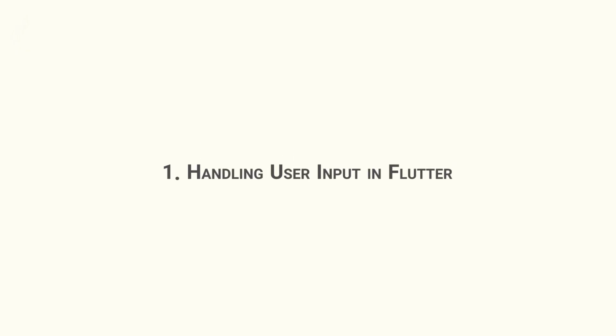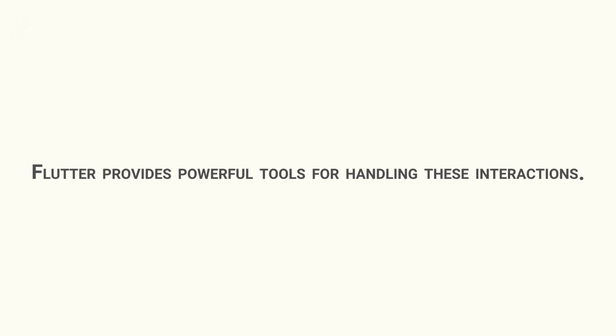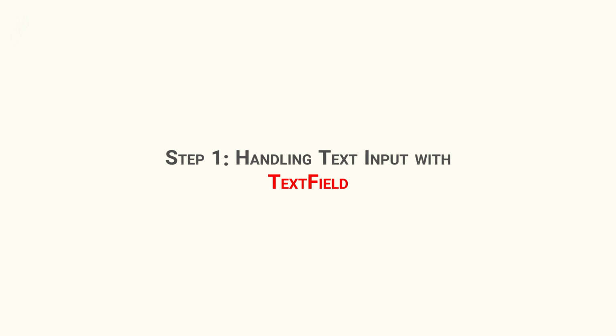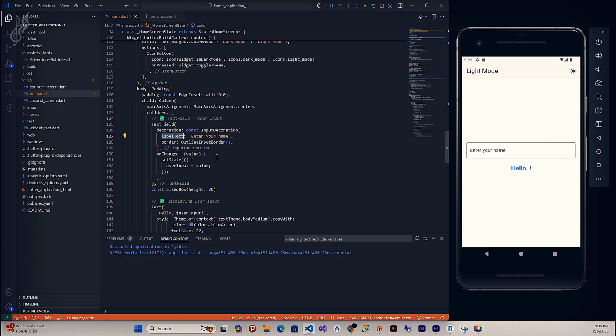In any mobile app, users interact with the interface using buttons, forms, gestures, and text input. Flutter provides powerful tools to handle these interactions. Let's go step by step. Step 1. Handling text input with TextField. Label text adds a label inside the input. As you can see, I wrote "enter your name". You can change it to whatever you want and display it in this field in your app.